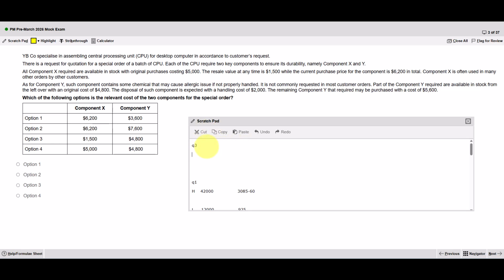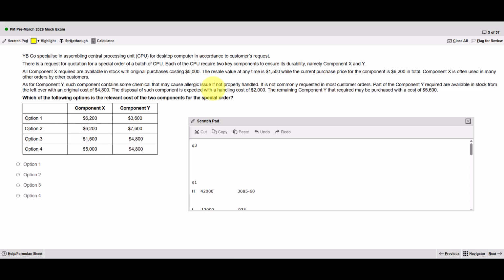So we need to find the relevant cost of each of these components and select it from the table. Looking at component X first, the original purchase cost is a sunk cost. That's not a future cost. The resale value is not relevant here because, as it says, the component is in use, so the relevant cost is the 6,200, which gives us option 1 and 2.